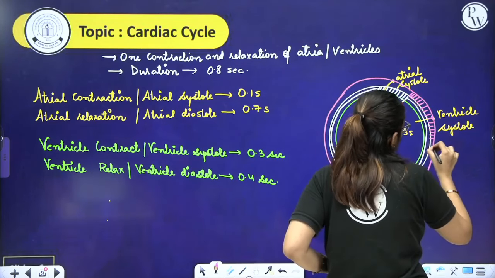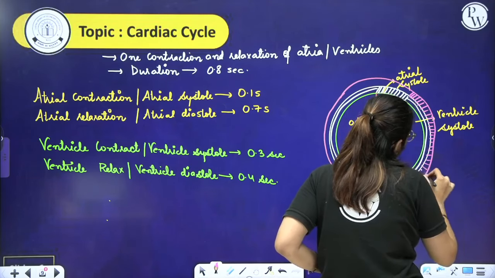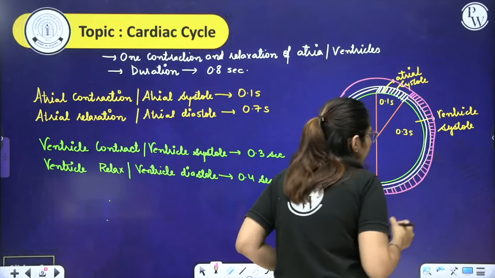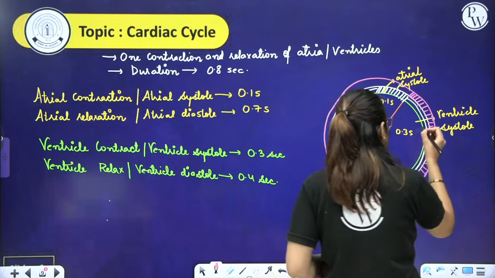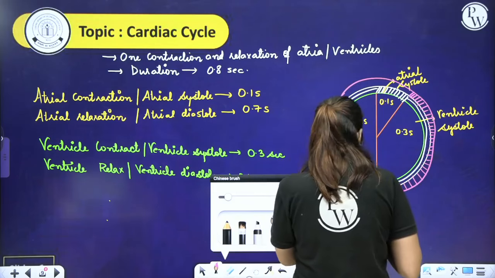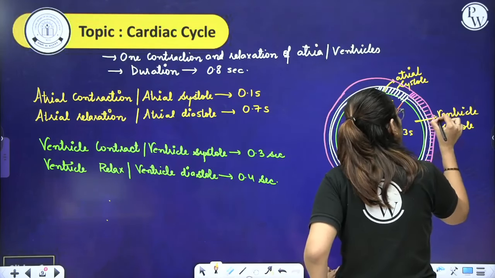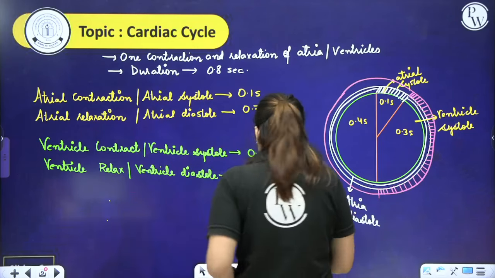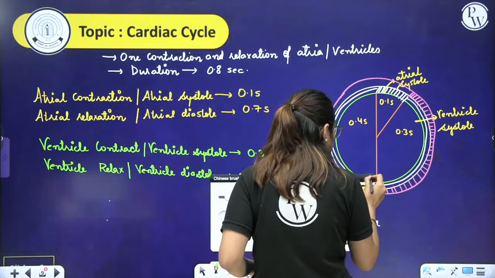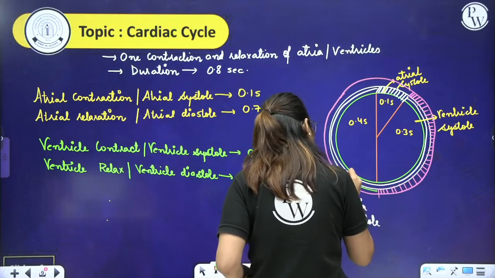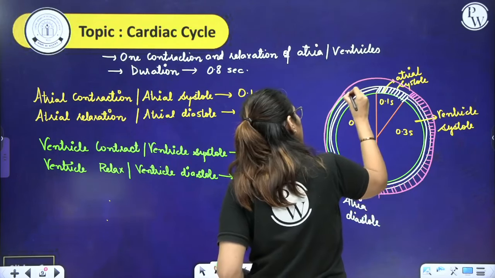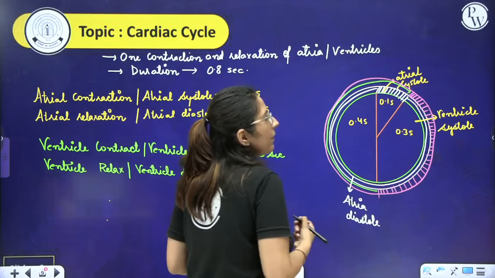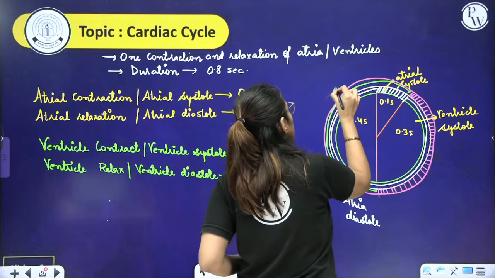There is ventricular contraction. For this much duration, there is ventricular contraction. What is happening here, buddies? Ventricular contraction, ventricular systole. Clear? What about for the rest? Buddies, for the rest of the time, what is happening? Till this point, there is ventricular diastole.